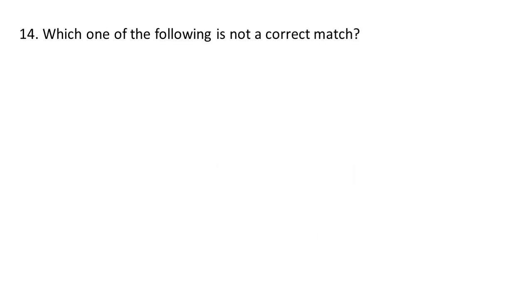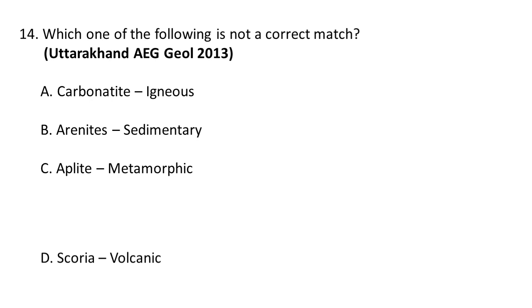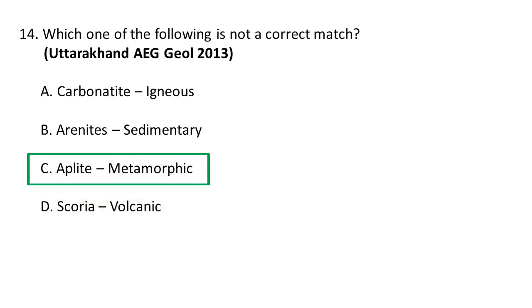Next question. Which one of the following is not a correct match? A. Carbonatite igneous, B. Arenite sedimentary, C. Aplite metamorphic, and D. Scoria volcanic. So if you see this, A, B, D are correct matches, whereas C is not a correct match, because aplite is not a metamorphic rock. Aplite is an igneous rock.